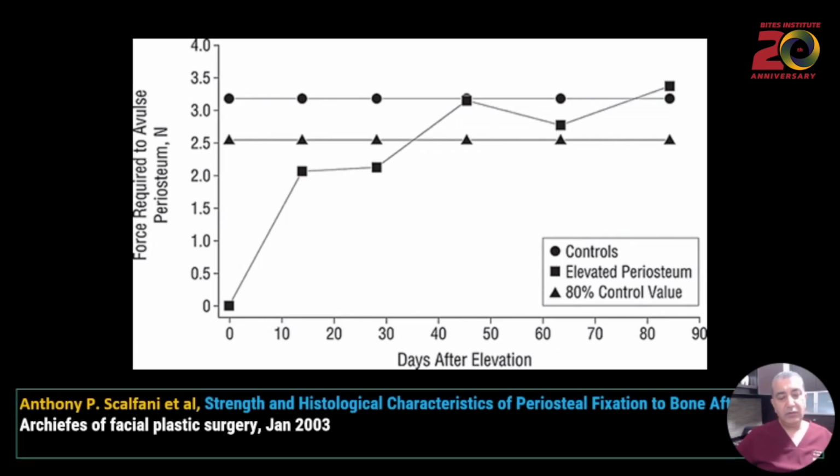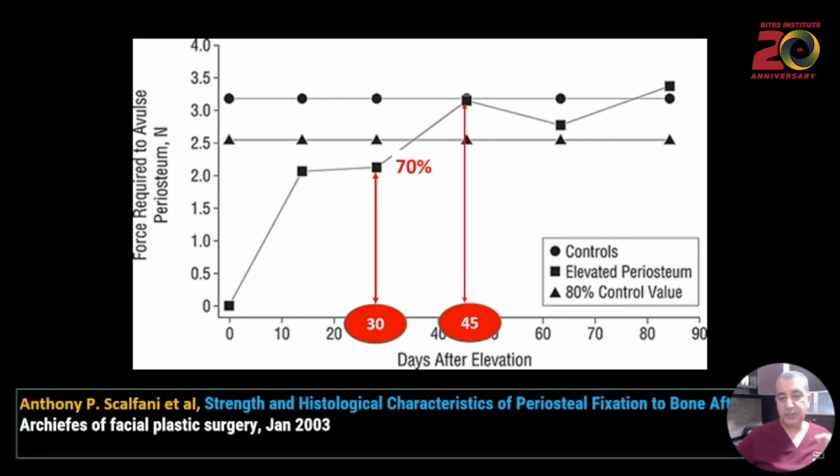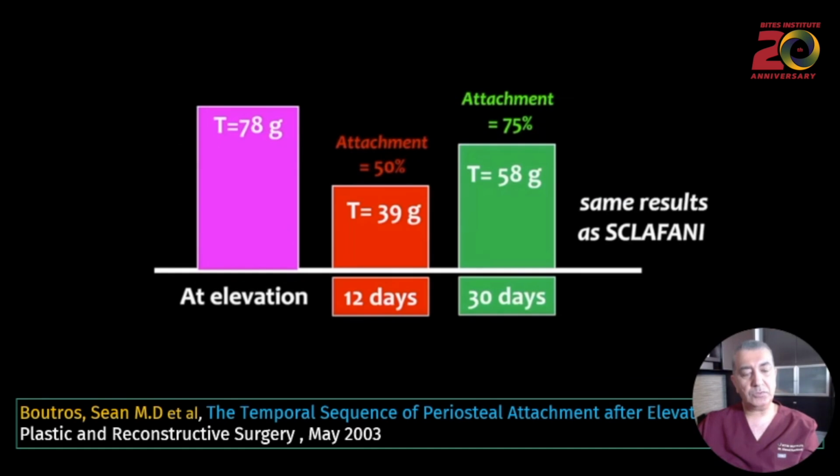According to the study of Scalfani in 2003, he found that periosteum reattaches only 70% after 30 days, which means 4 weeks, and it may need 6 weeks for good reattachment. We conclude that reattachment of periosteum requires several weeks. Botros also found the same result. He found attachment of only 50% of periosteum after 12 days and 75% after 30 days, which is the same result as Scalfani.